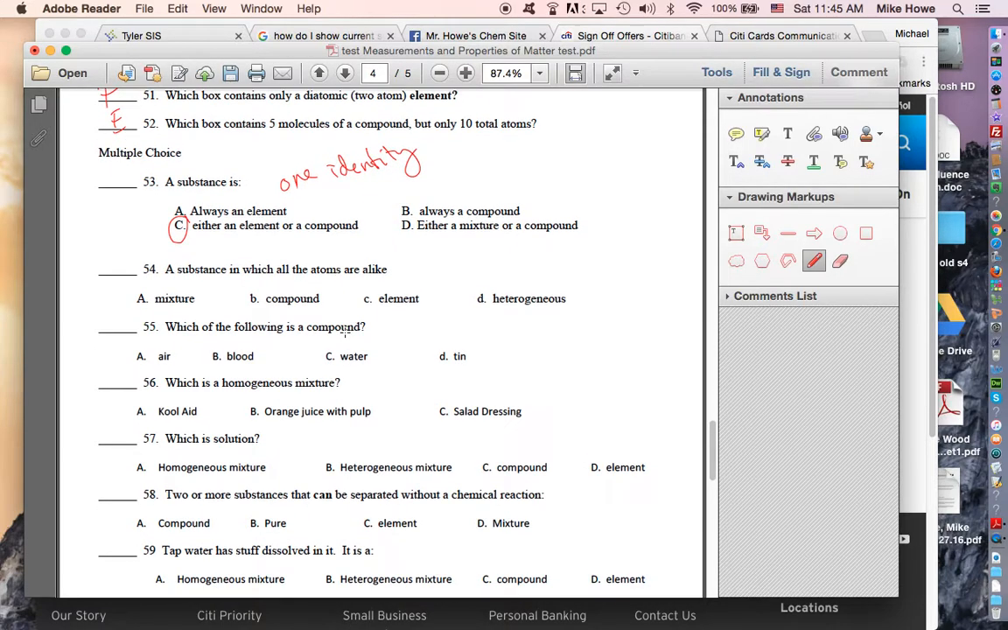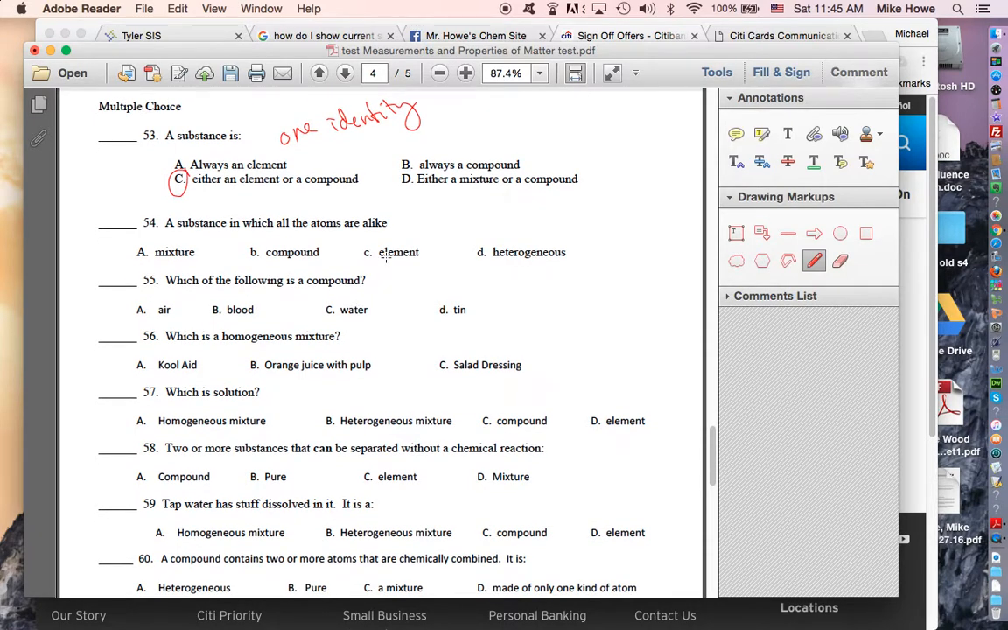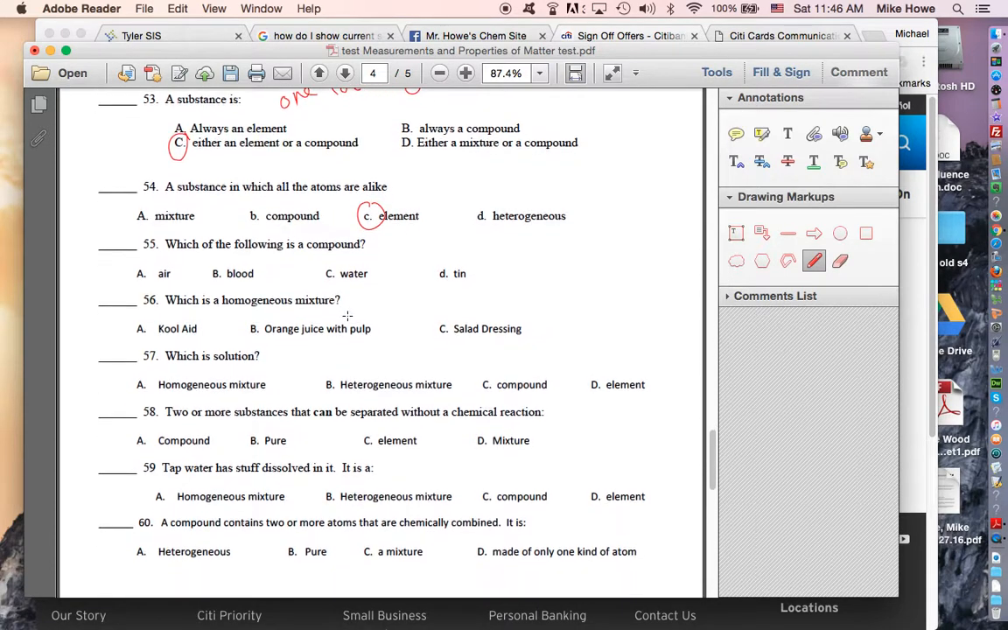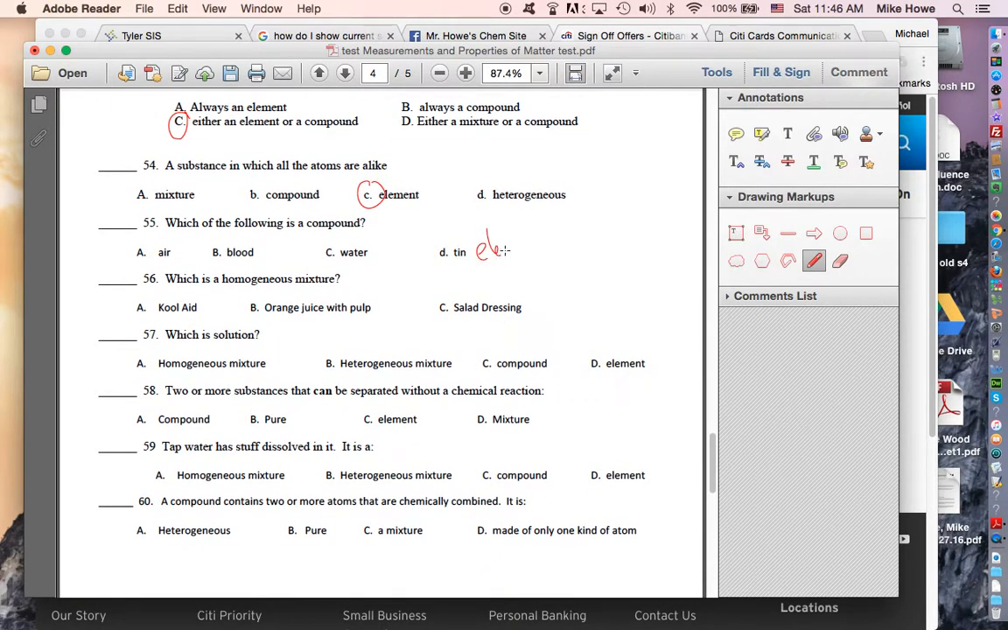Number 54. A substance in which all the atoms are alike. If the atoms are all alike, that's an element. So now 10 is an element. Blood is a mixture, as is air, a mixture. So that's a mixture, and then water is a compound. Okay, water is H2O. It's 2 atoms that are blended chemically.